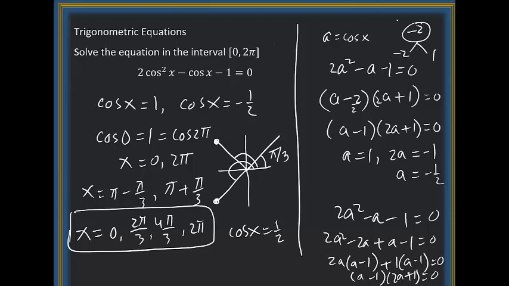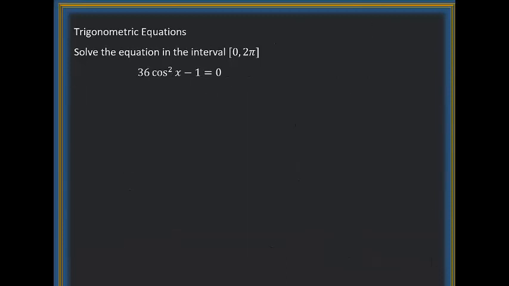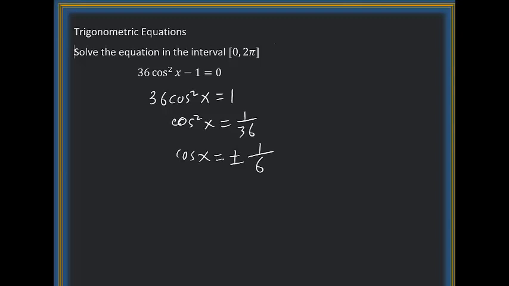I'll take another one, a little different. Another example where we have 36 cosine squared x minus 1 equals 0. We want to solve this problem. So first we solve for cosine x. We have 36 cosine squared x is 1. Then cosine squared x will be 1 over 36. And then cosine x will be plus or minus 1 over 6.